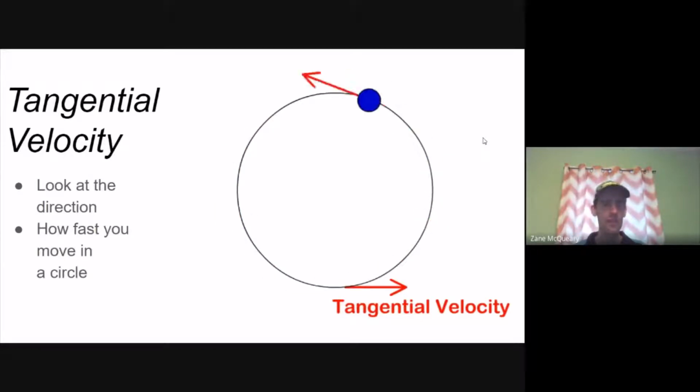And then you measure how fast you're moving. Those two things make up your tangential velocity. That makes up your direction and your magnitude. That's what those two points literally mean. The first point, direction. Second point, magnitude. So tangential velocity is a vector.